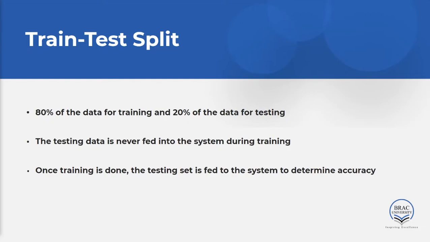Any model that needs to be trained with a certain dataset needs to be divided into a training and testing set. We divided our dataset into an 80-20 ratio of training and testing set. This is a typical data science practice.